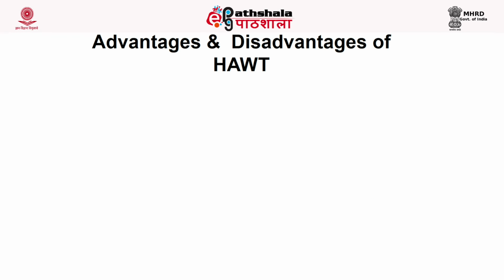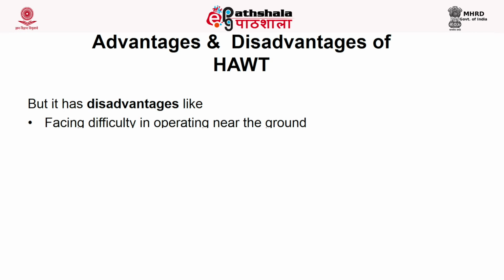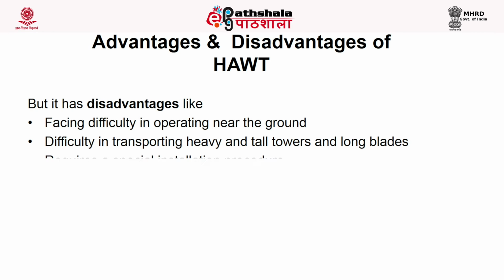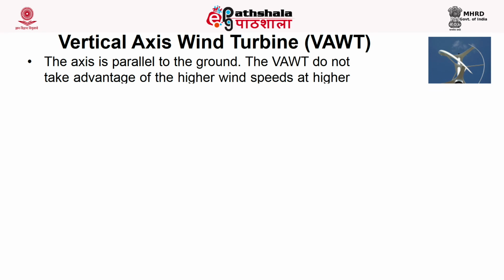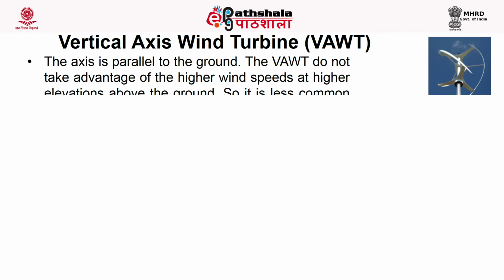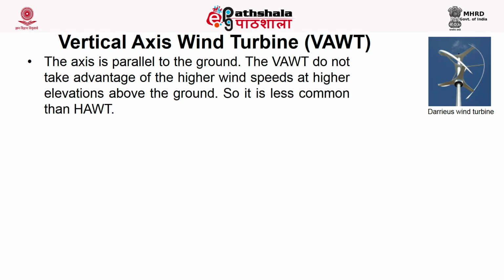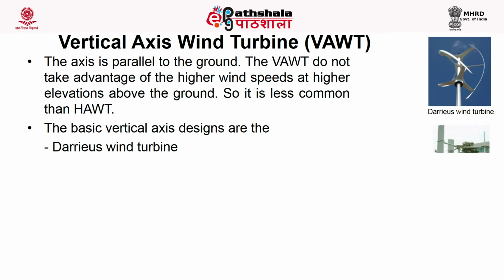But it has disadvantages like difficulty in operating near the ground, difficulty in transporting heavy and tall towers and long blades, it requires a special installation procedure, and it creates navigation problems at offshore sites. Vertical axis wind turbine: this axis is perpendicular to the ground. Vertical axis wind turbines do not take advantage of higher wind speeds at higher elevation above the ground, so they are less common.